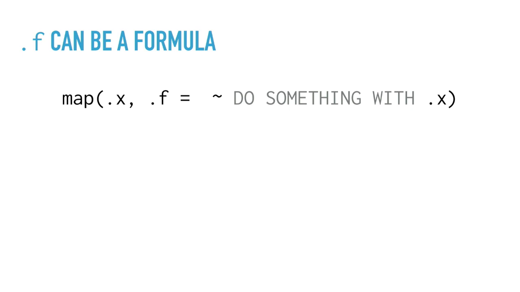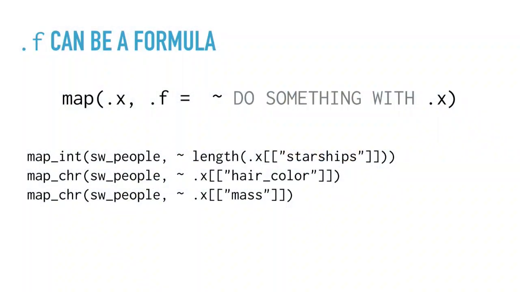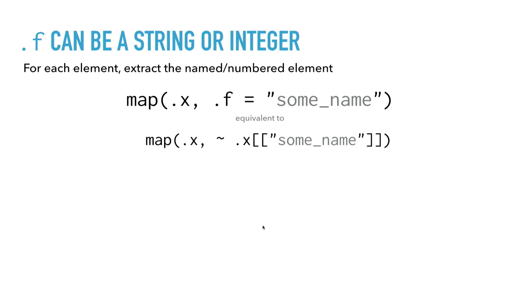The other thing I told you we'd talk about is other ways of specifying this .f. The way we've seen it is a shortcut that purrr provides, and that's using a formula. So we started it with a tilde, and then we had some code that did something with a placeholder .x, and that's how we specified it. But that is a shortcut, and we've seen some examples of that. I'm going to come back to these examples, as we're going to use some shorter shortcuts. So we've seen counting the starships, pulling out the hair color and pulling out the mass.